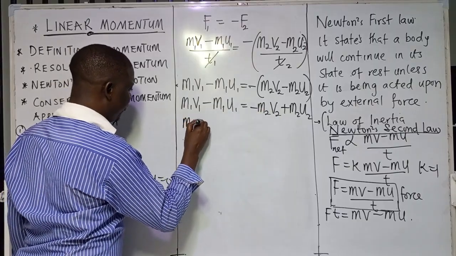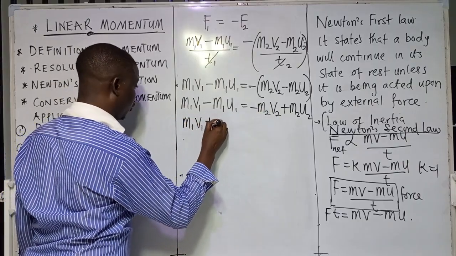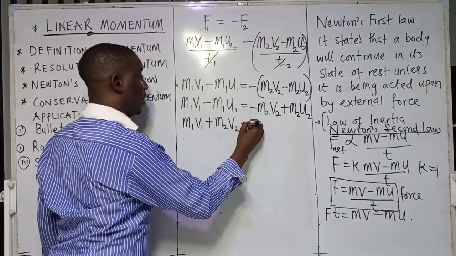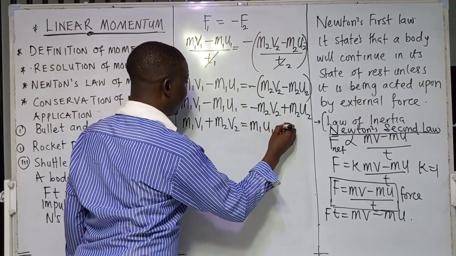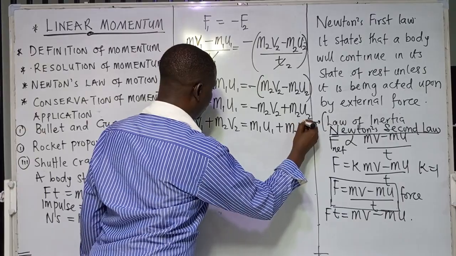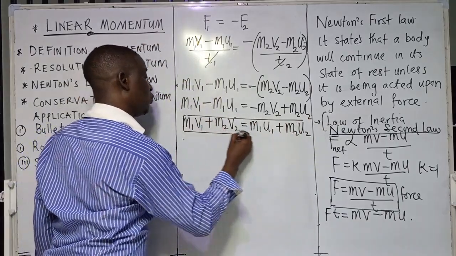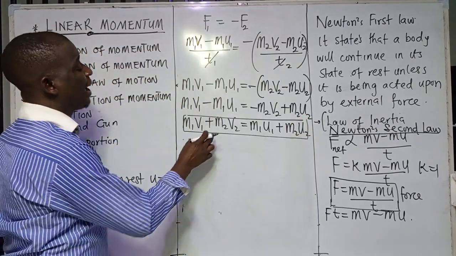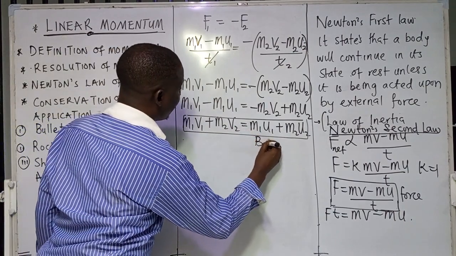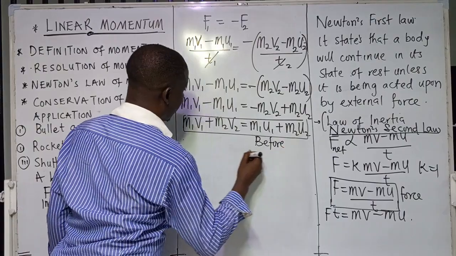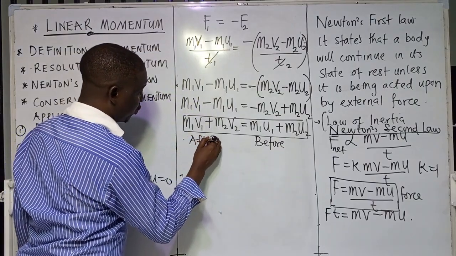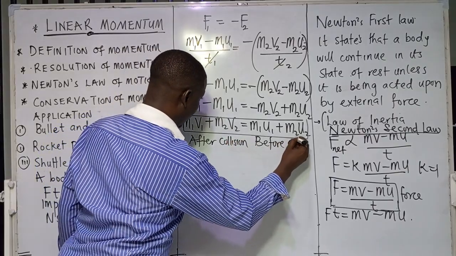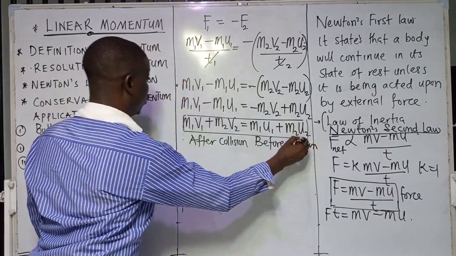You have M1V1 plus M2V2 is equal to M1U1 plus M2U2. So this is the law of conservation of momentum. They are saying the total momentum before and after. We are going to talk about collision in the next class, the next video. That's where we want to emphasize on collision.